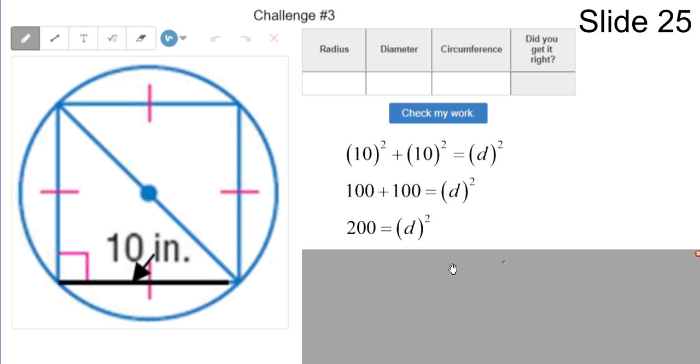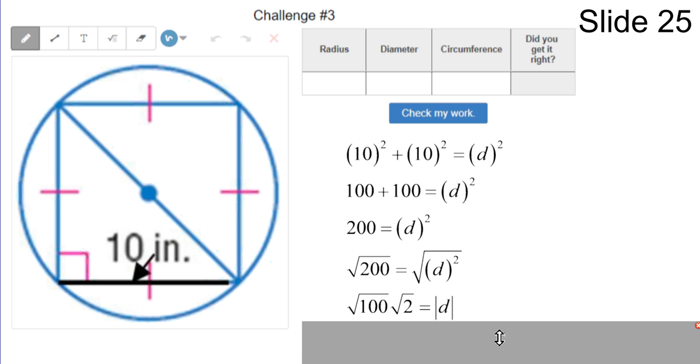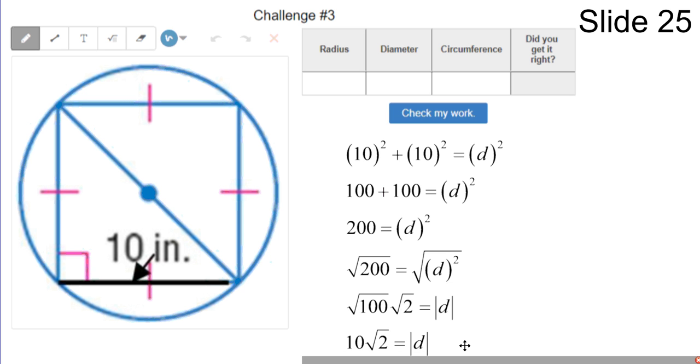Evaluating that, again, we have a perfect square factor here of 100, so that would be 10 square root of 2. If you remember, your 45, 45, 90 says take the leg of the isosceles right triangle times the square root of 2, and that is your hypotenuse. So the radius would be half that amount, so that would be 5 square root of 2, and the circumference is the diameter length times pi, so we would say 10 pi square root of 2 inches.